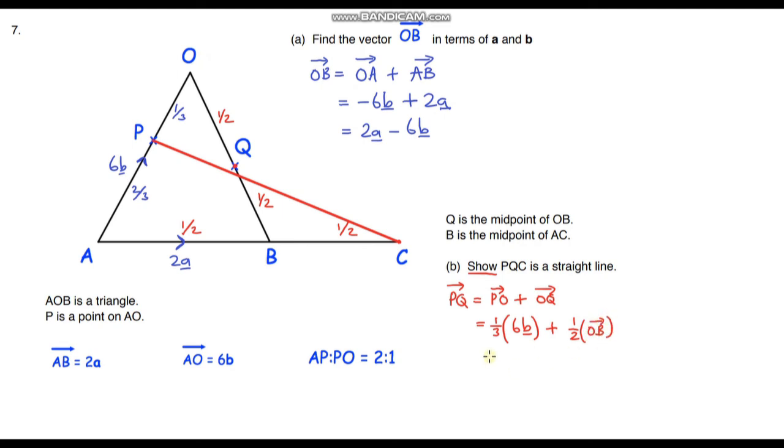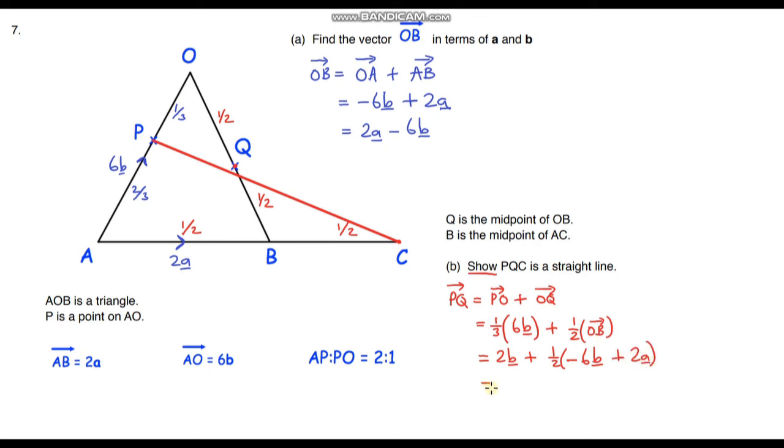Right, okay, let's do our next line. So what is 1/3 of 6b? Well, that's just 2b. That would be 2b plus a half of vector OB. Well, to go from O to B, we're going from O to A. So again, I'm just going to write in the labels, not the endpoints now. So from O to A, that's going to be negative 6b, because we're going in the opposite direction. And then plus 2a.